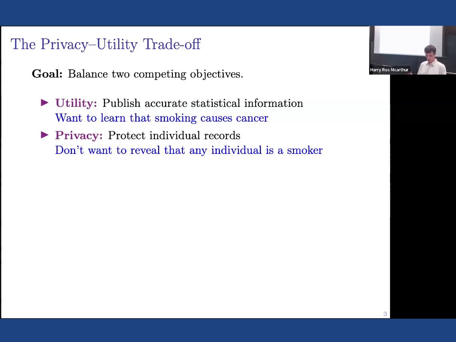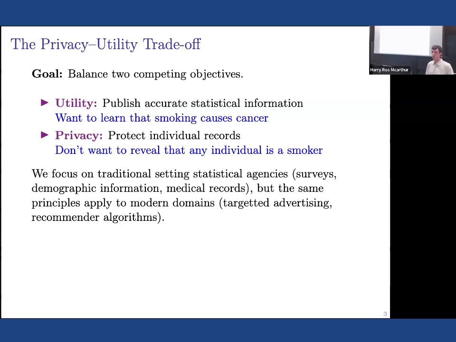I should say as well that a lot of what I'm talking about comes from this traditional statistical organization setting, such as the ABS, collecting demographic information to inform policy decisions. But a lot of it extends beyond that to modern settings. For instance, recommender algorithms trying to determine what film you want to watch, but you might not want anyone to know what films you've been watching. So a lot of the principles apply more broadly, but the specific focus that we've been working on is this traditional setting.